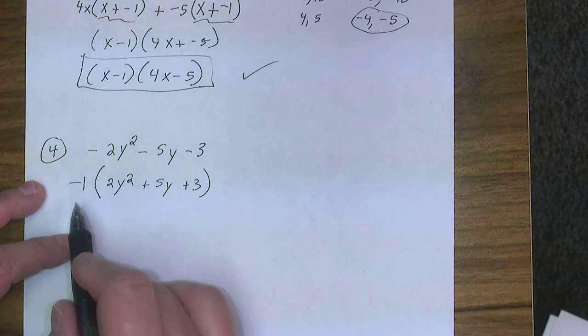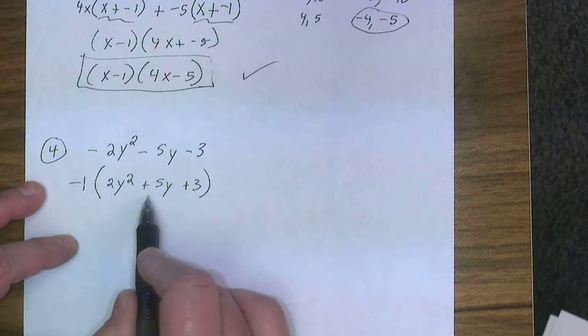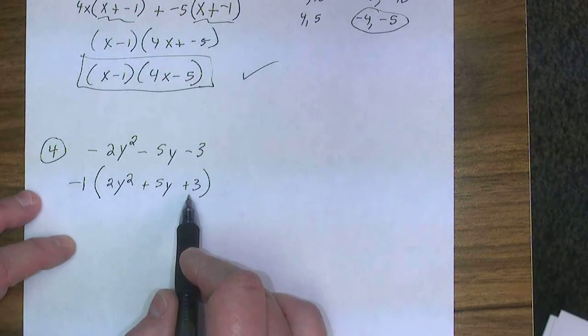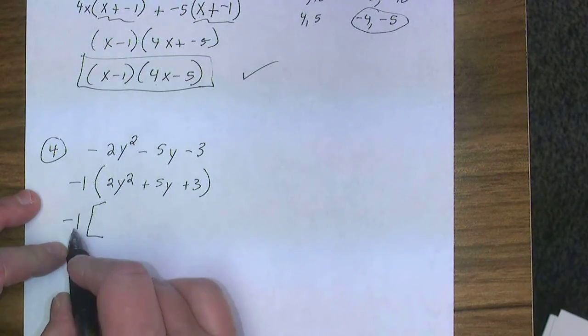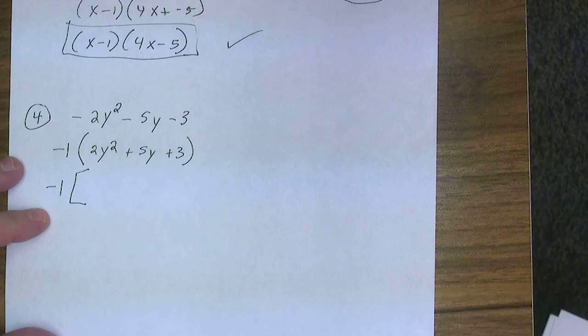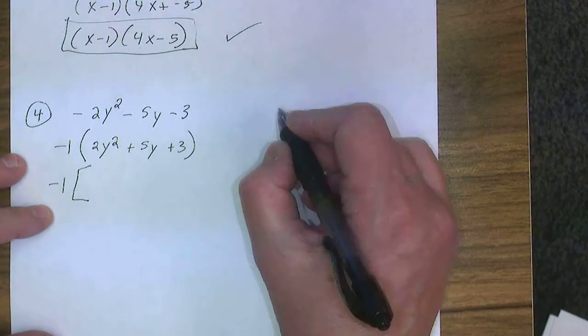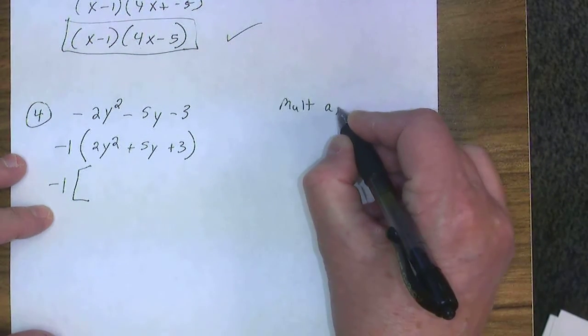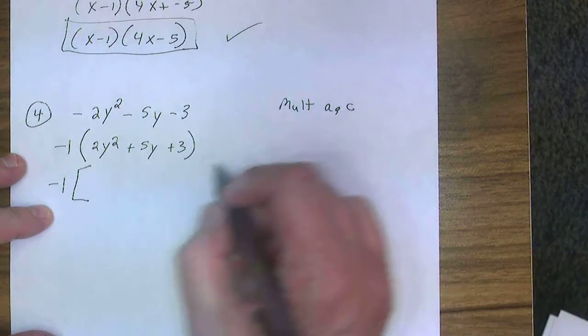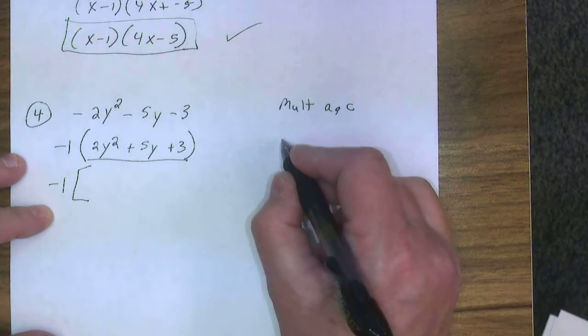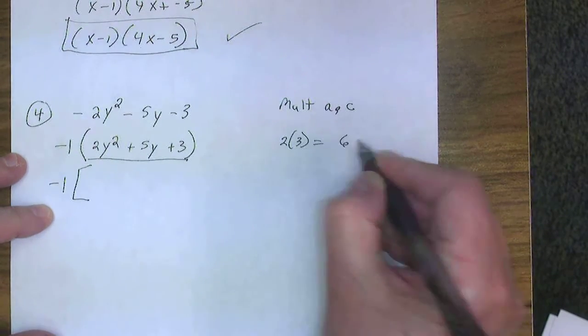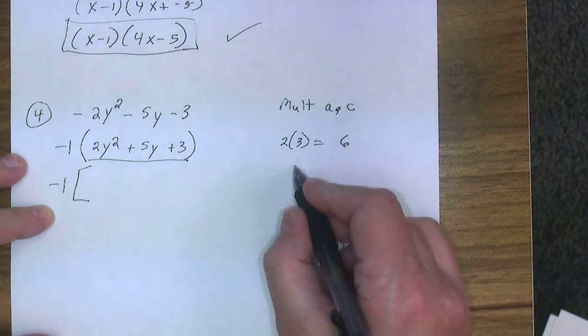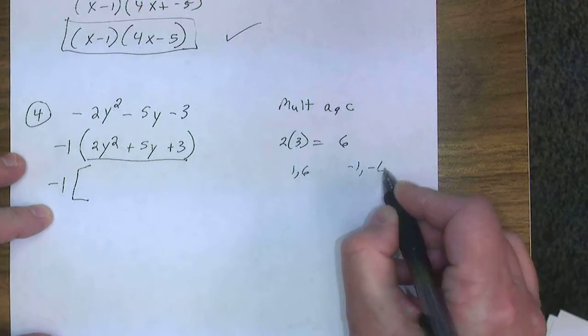Double check by distributing: negative 2y squared, negative 5y, negative 3. Negative 1 is part of the factoring. Do not lose that in your final answer. Remember, you multiplied the a and the c, which is from this problem, 2 and 3, which is 6. Now remember, I need a 1 and 6, negative 1 and negative 6.